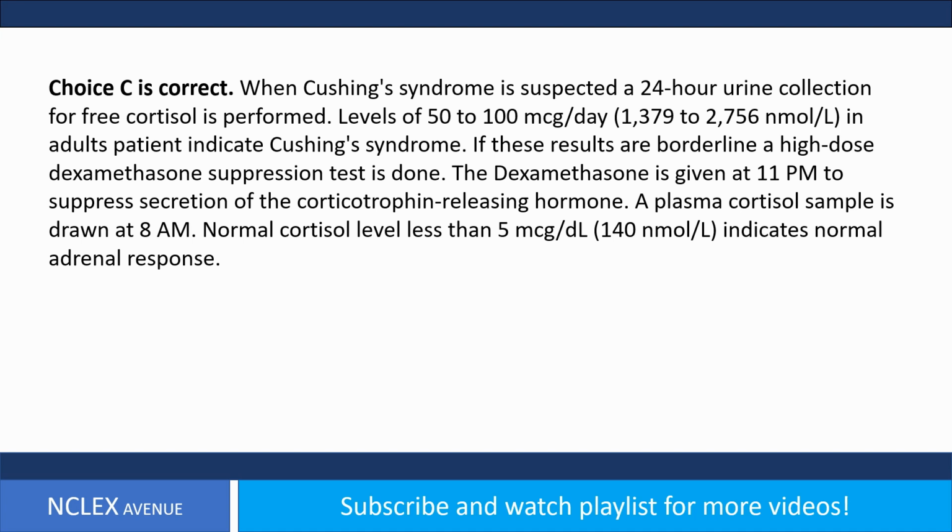The dexamethasone is given at 11 p.m. to suppress secretion of the corticotropin-releasing hormone. A plasma cortisol sample is drawn at 8 a.m. A normal cortisol level of less than 5 mcg per dL (140 nmol per liter) indicates a normal adrenal response.